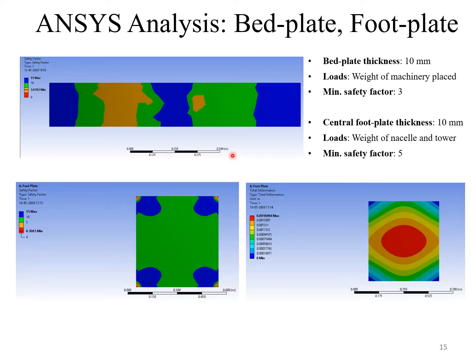It can be seen that in most parts of the central footplate, the stresses are well below the yield strength and the factor of safety is in the range of 5 to 10. For the bed plate, it is seen that the factor of safety is greater than 3 throughout the plate. A large portion of the plate shows no significant deflection.